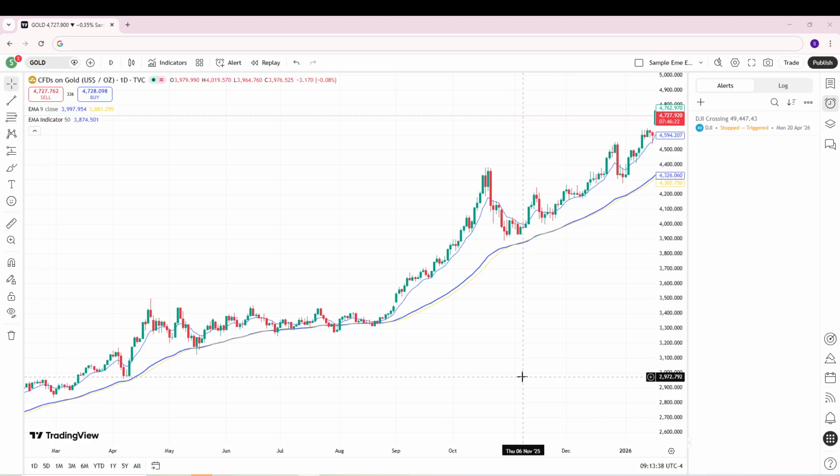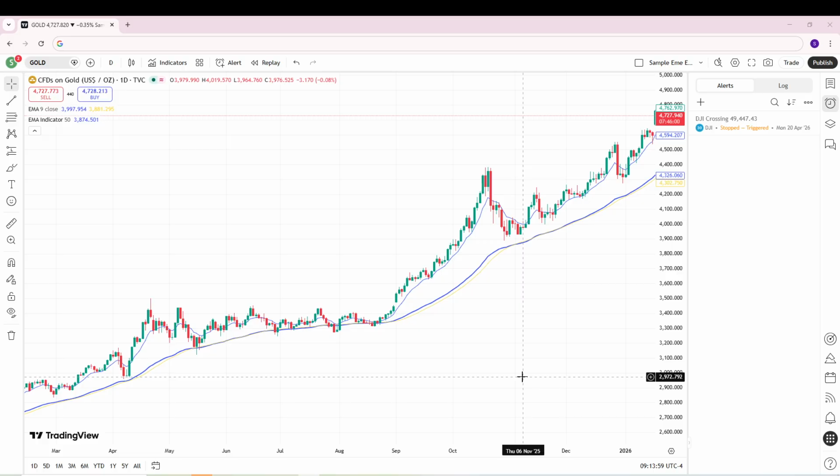If you're looking at your chart right now, you can see a clear example of how the market moves in a structured way over time. Price does not move randomly. It creates waves, forming higher highs and higher lows in an uptrend, which is exactly what we are seeing on this gold chart on Tradingview. Understanding this structure is the first step to using trend lines effectively.